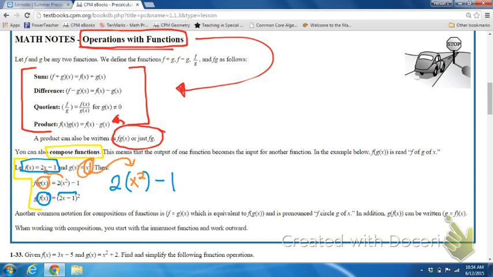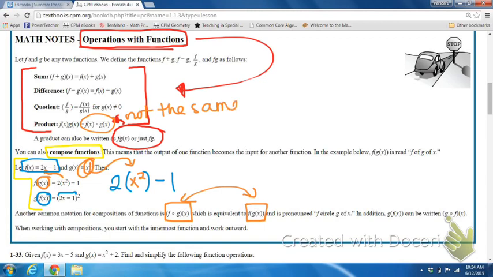Another way to write compositions of functions other than f of g of x, if you look down here, is like this. They'll do an open dot. So just be careful. That does not mean multiplication. It's not the same as this up here.